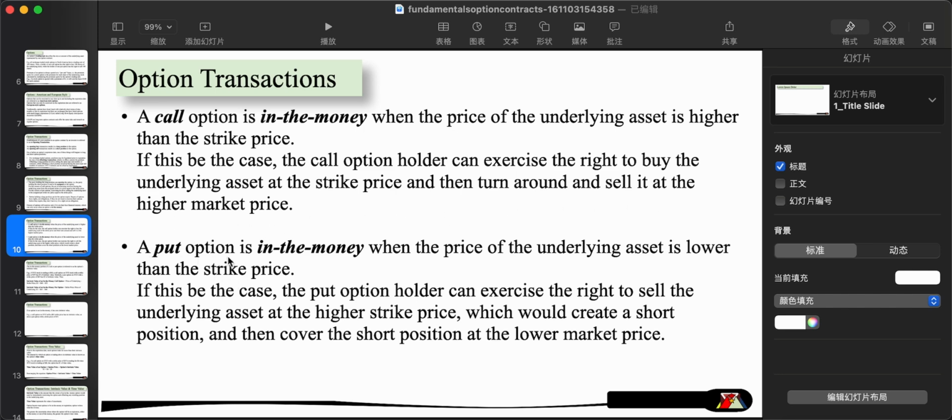and then turn around and sell it at the higher market price. A put option is in the money when the price of the underlying asset is lower than the strike price. If this is the case, the put option holder can exercise the right to sell the underlying asset at the higher strike price, which would create a short position, and then cover the short position at the lower market price.